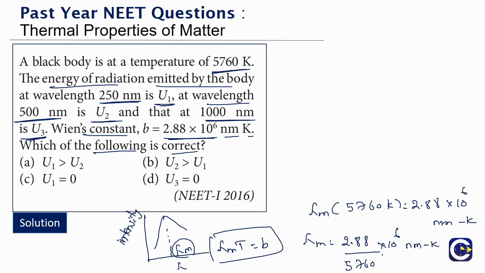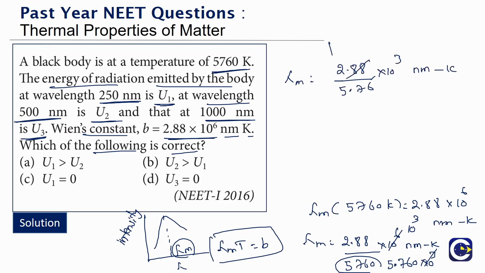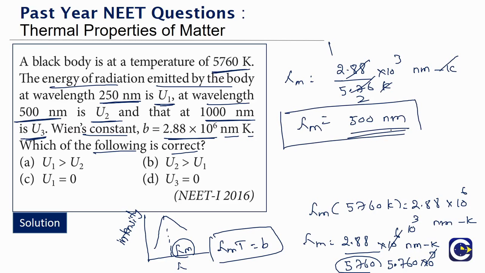So here the denominator we can write as 5.760 into 10 power 3. The 10 power 3 and 10 power 6 means 10 power 3 is cancelled. So lambda m is equal to 2.88 divided by 5.76 into 10 power 3 nanometer Kelvin. So this is 2.88 once, 2,000 by 2 means this is 500. Kelvin is also cancelled, so we'll have just nanometer. So what is the wavelength where we'll have the maximum intensity? Lambda m is nothing but 500 nanometer.